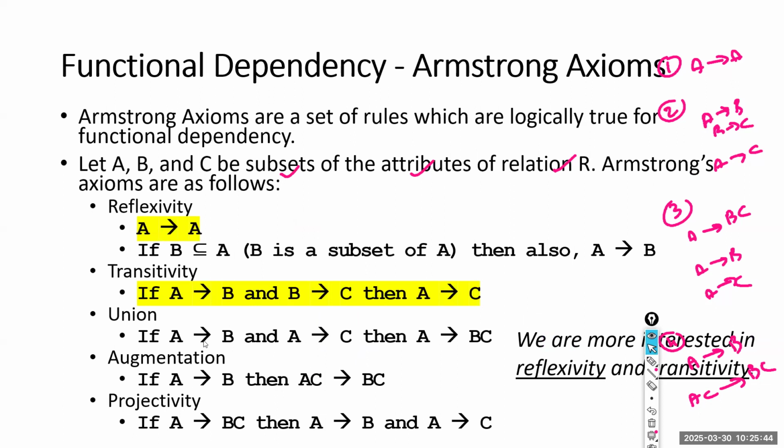Other way. If A determines B and A determines C, A determines BC. AC determines BC. If A determines BC, A determines B and A determines C. If A determines B and A determines C, we can say A determines BC.